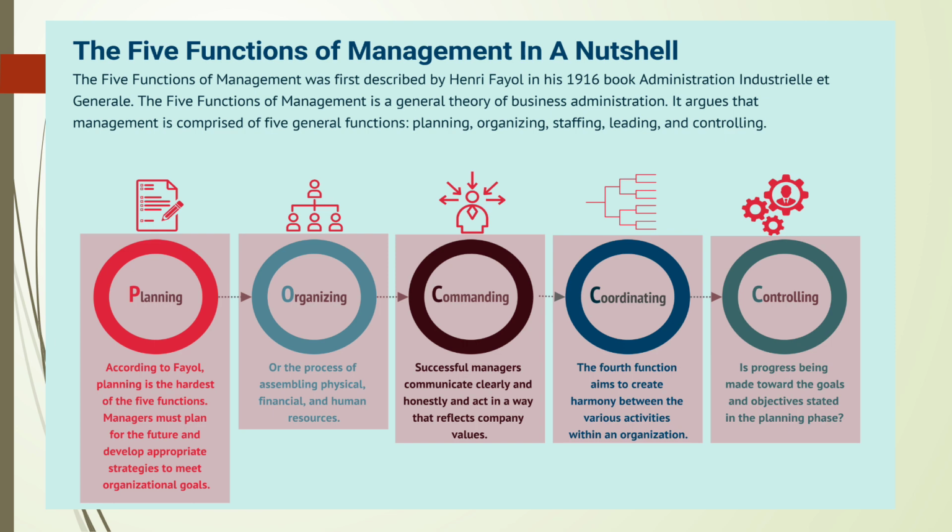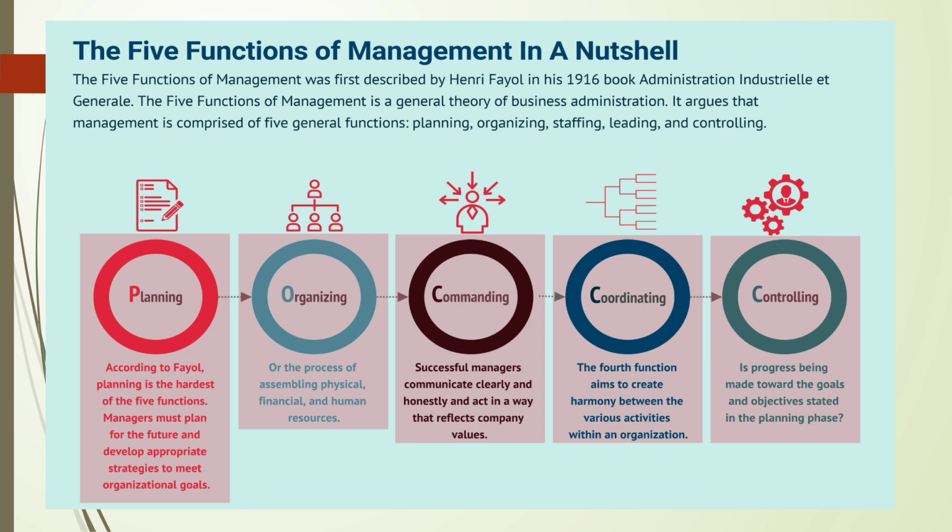The next one is organizing. It is the process of assembling physical, financial, and human resources, and organizing all the activities in the department, to achieve the goals. Then commanding. So: planning, organizing, staffing, commanding. Staffing is recruiting people from different places and giving the right job to the right candidate.